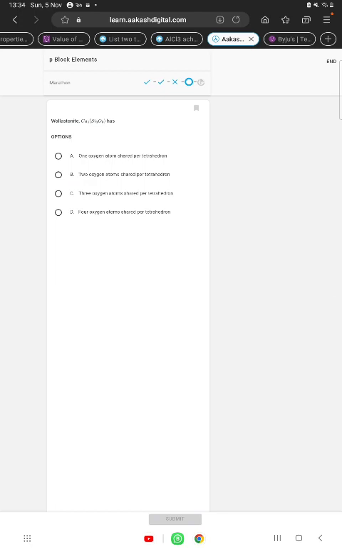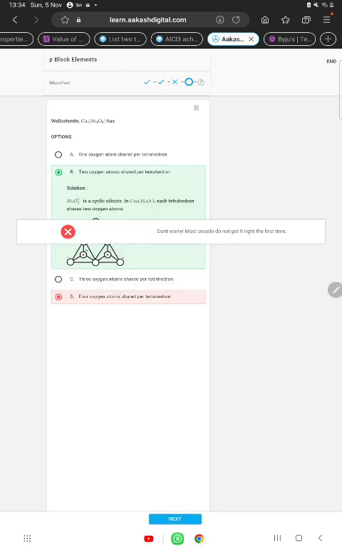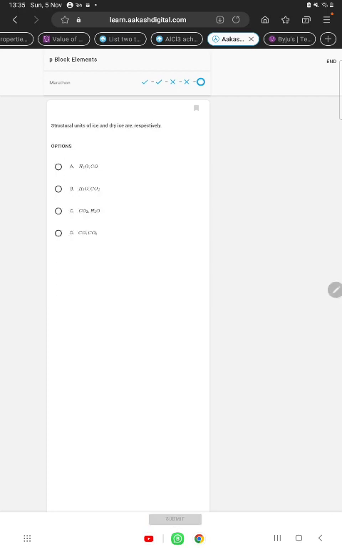Wollastonite, CaSiO3, one oxygen atom shared per tetrahedron. Two oxygen atoms shared per tetrahedron. Structural unit of ice and dry ice are respectively.